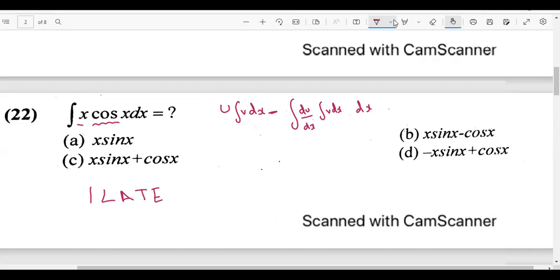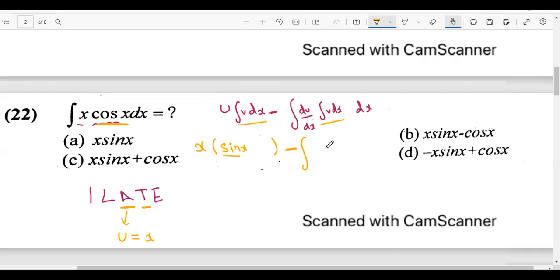Okay, wait, let's do it together. This is algebraic and this is trigonometric. A is coming first, so this would be the first function. U is going to be x. So x would come as it is, and then the integration of the second one. Cos x is the second function. When we integrate cos x, that gives sin x. Then minus sign, integration sign, and this thing would come again.